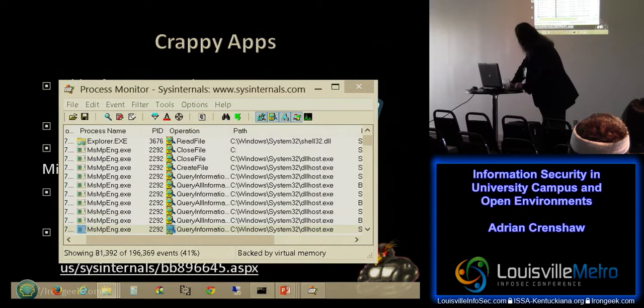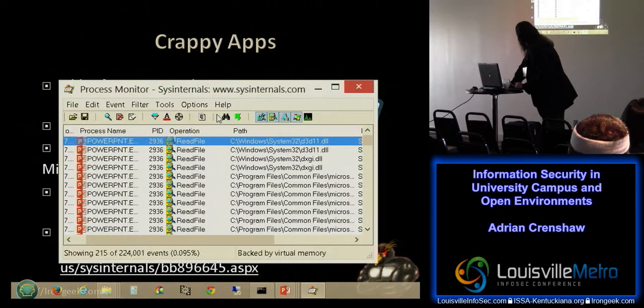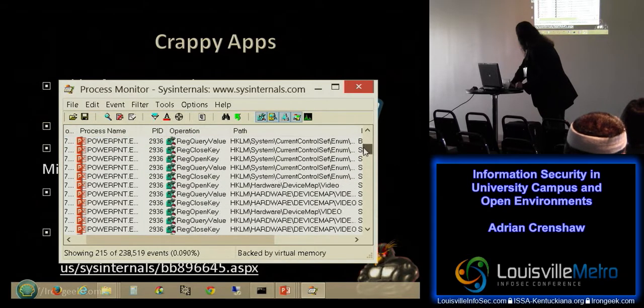Let me see, I'm looking at the wrong screen again. Like, say I want to find out just everything that's going on with PowerPoint. I can focus on PowerPoint. It shows me it's reading and writing to these files. In this case, just reading. If I scroll down enough, I'll see registry keys opening and closing.